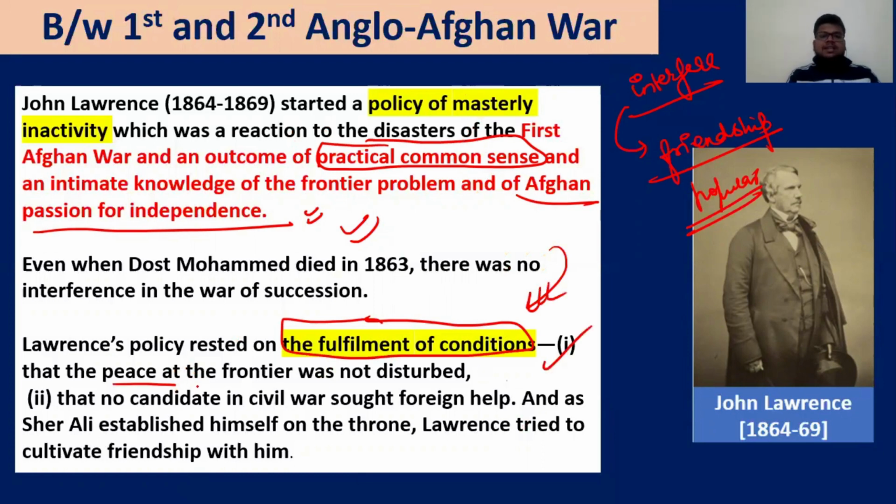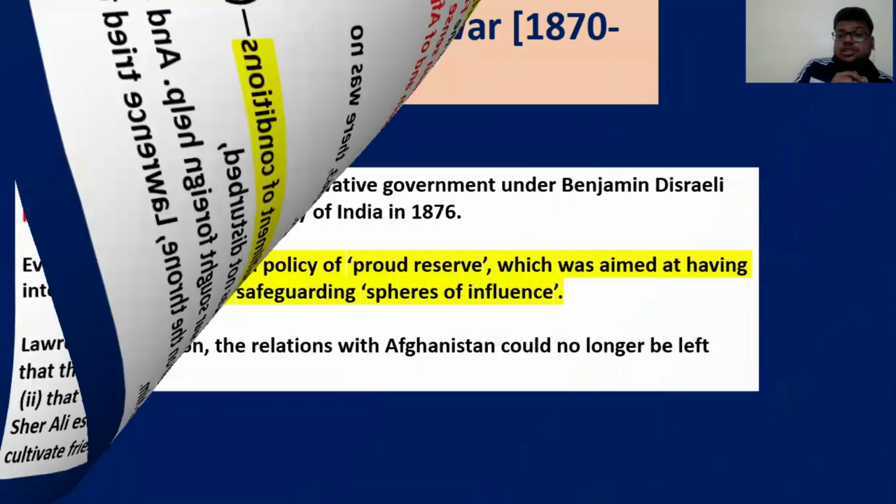First, the peace at the frontier was not disturbed. No candidate in a civil war would seek help. For example, in Afghanistan, if there is a civil war, then no one should seek the help of the British or any foreigner. Hence, after Dost Muhammad died, there was a succession battle, but there was no interference from the side of the British. Whosoever became the king after Dost Muhammad died, the British accepted him, and they said, we will befriend you. We don't want to interfere in your affairs. That is it. Acha ji.